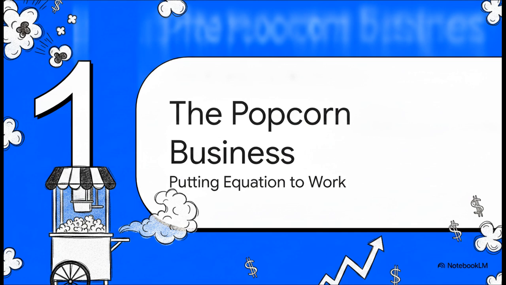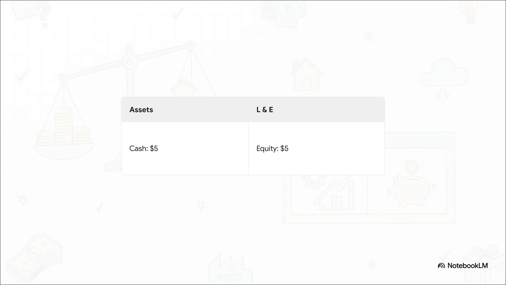Okay, let's dive in and put the equation to work by looking at a popcorn business. Because really, the absolute best way to lock this concept in is to see it in action from day one. So imagine starting a brand new popcorn stand. You take a crisp $5 bill from your own pocket and lend it to your new venture just to get things off the ground. The business now officially holds $5 in cash, which is an asset.